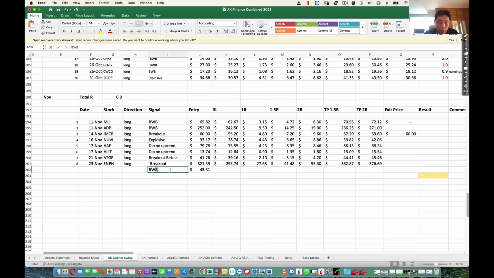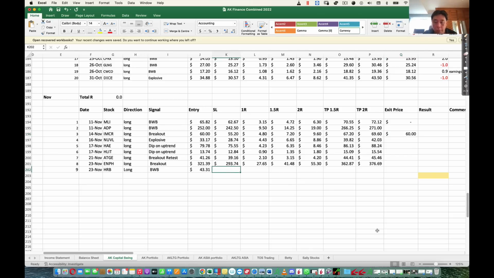This is a breakout within base. This is a long setup. This is HRB. This is the 23rd of November. This is the 9th trade of the month. You can see I've entered a couple of trades this month, and one trade I got out at break even, because I moved my stop loss to entry and it hit my stop loss last night. So that's a break even trade. The rest of the trades are still open right now.